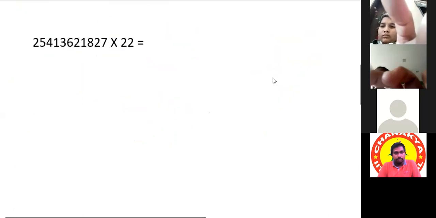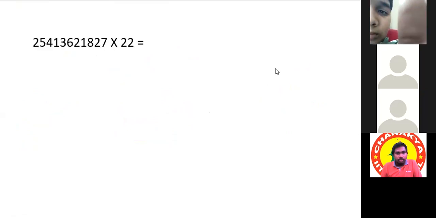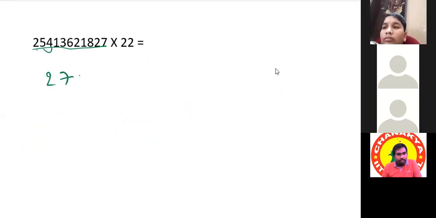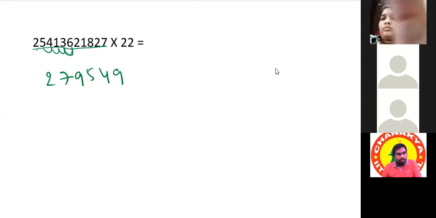Let us do this also. First we'll do multiplication by 11. Later we'll double the number. Sir, the first number you should keep as is, 2, and 2 plus 5 is 7, and 5 plus 4 is 9, and 4 plus 1 is 5, and 1 plus 3 is 4, 4 plus 6 is 10. So it is a carry. 3 plus 6, 9 only. Sorry, sir, 9. 6 plus 2 is 8, and 2 plus 1 is 3. 1 plus 8 is 9. So 8 plus 2 is 10, so 0 and 1.